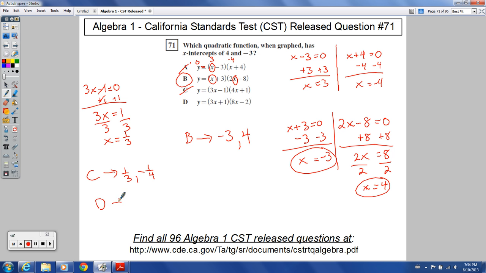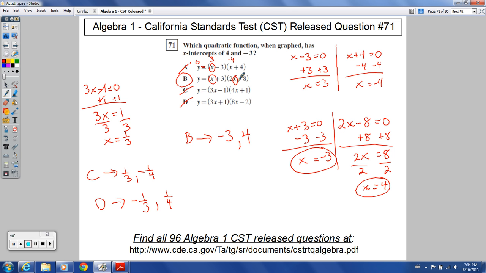In choice D, you could do the same sort of idea. You'd have negative 1/3. I'm not doing the whole thing here, but negative 1/3 would make this factor equal to 0. And right here you could have positive 1/4 would make this part 2. 8 times 1/4 would be 2. And 2 minus 2 would equal 0. So you'd have negative 1/3 and positive 1/4. Again, not the correct solution.